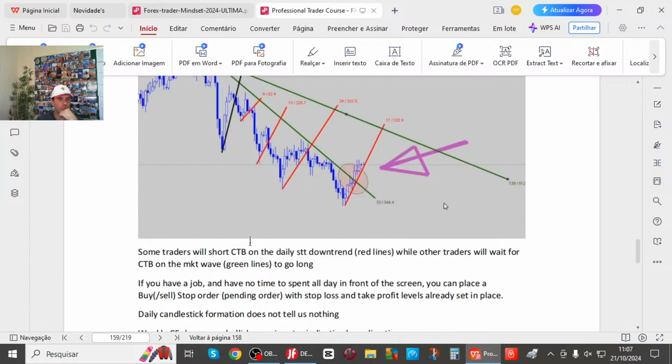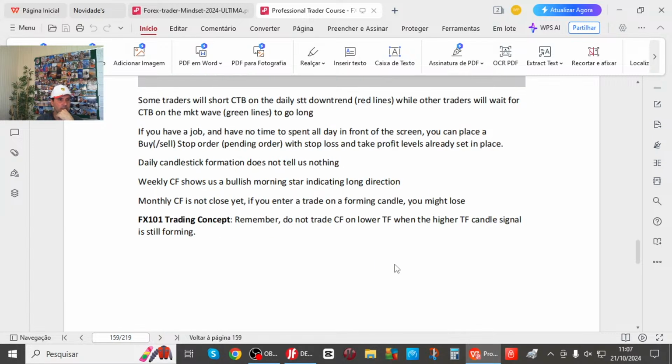Alright, so some traders will short the counter trend line break on the daily short-term downtrend red lines, while other traders will wait for the... Okay, nothing special.